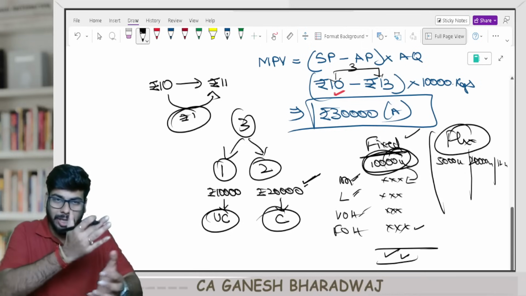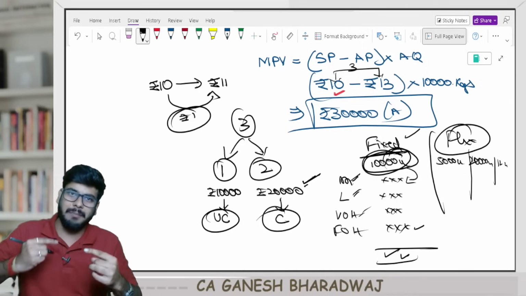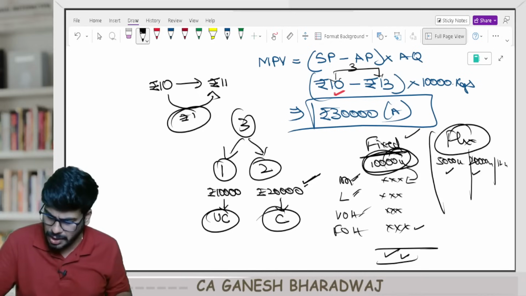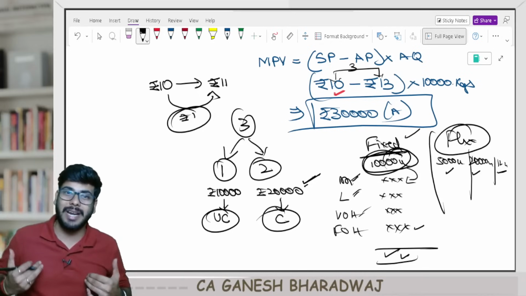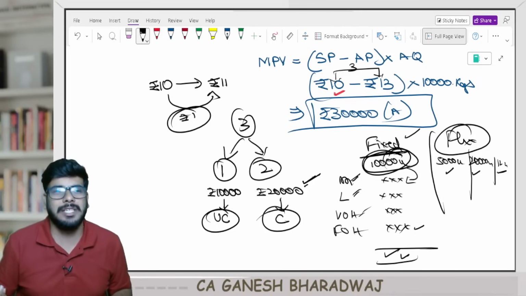So based on the data that you derive from the fixed budget, if you are able to prepare a budget for different output levels, it is called a flexible budget. Simple. This is all it is. How do you prepare a flexible budget?